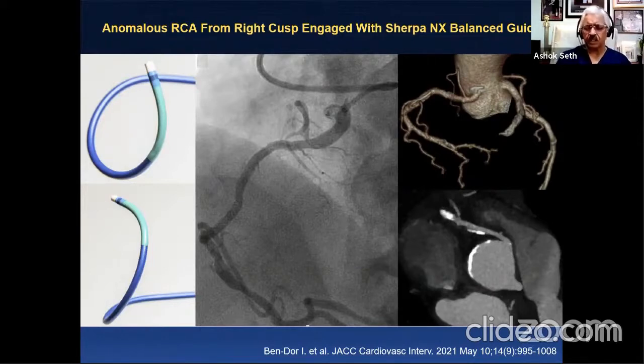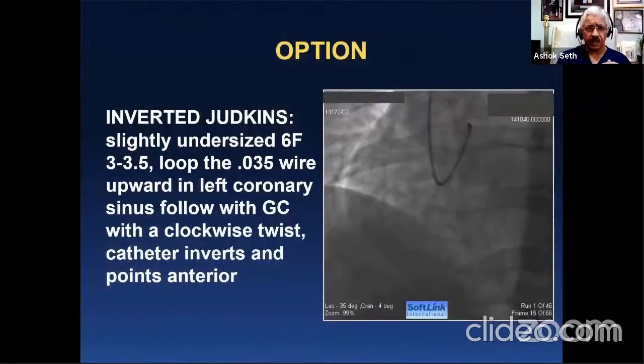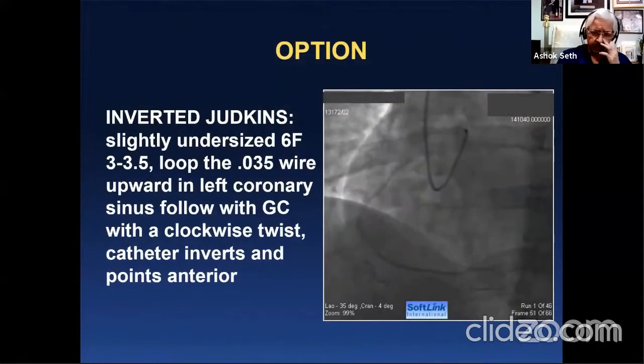But there's also one more reason. You perhaps do one such anomalous PCI or two such anomalous PCIs in a year. And of course, therefore, on that particular day, the dedicated catheter may not be there. You may not have that catheter. And therefore, what other options do we have?